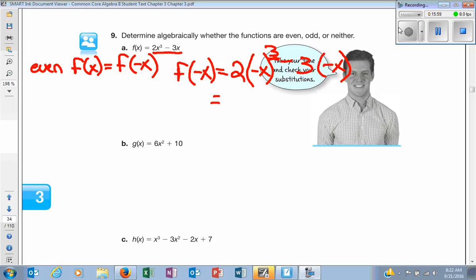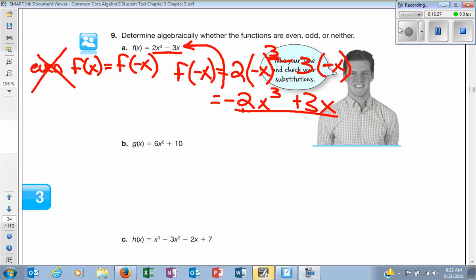Okay, so this right here is going to actually make this a negative 2x to the third. And what happens with this guy? What's a negative x times a negative 3 going to become? Now, I look at this right here. Is this the same thing as what I started with? Then it is not even. Does that make sense?